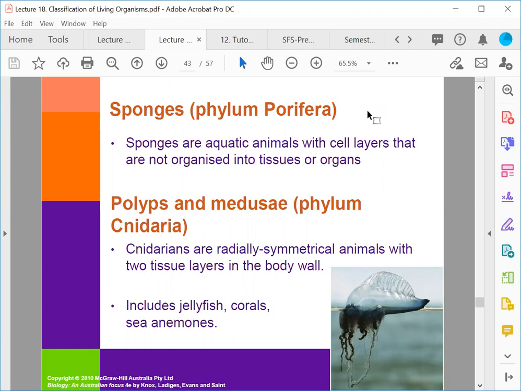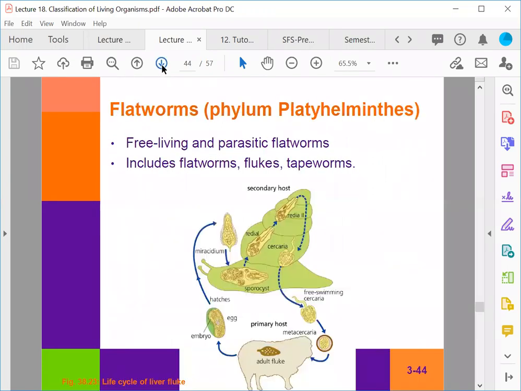These are aquatic animals with the different cell layers that all animals display early in embryonic development, but those cell layers are never organised into tissues or organs. Then we have the phylum Cnidaria, which includes the polyps and medusae. These are radially symmetrical animals with only two tissue layers in the body wall. This includes jellyfish, corals, and sea anemones.